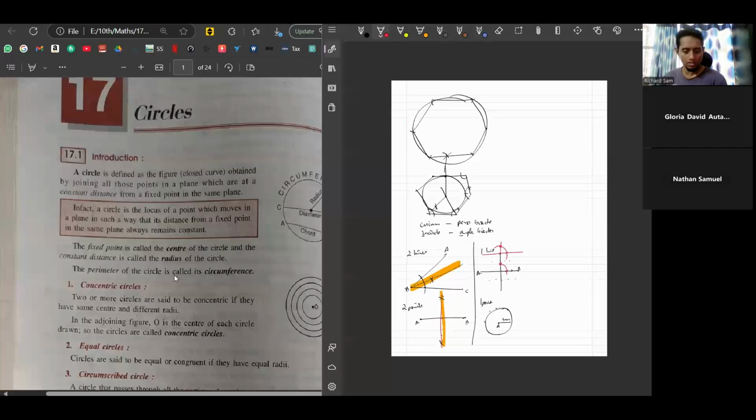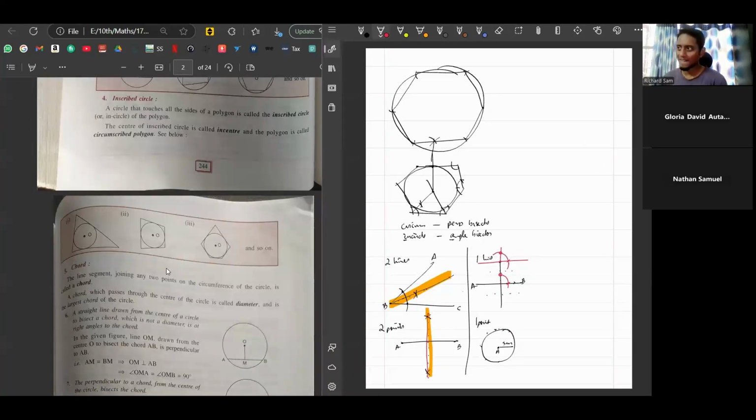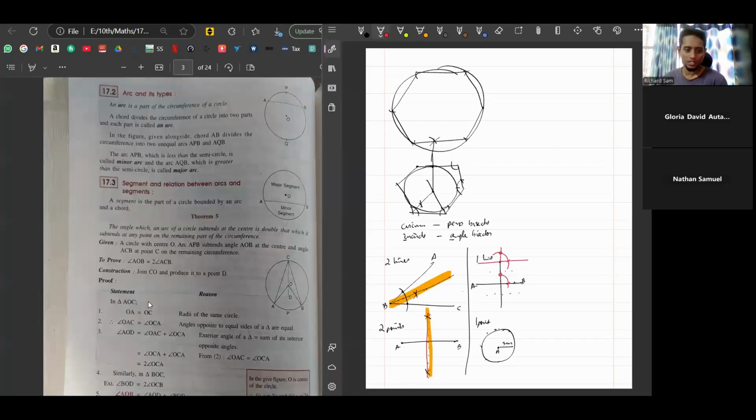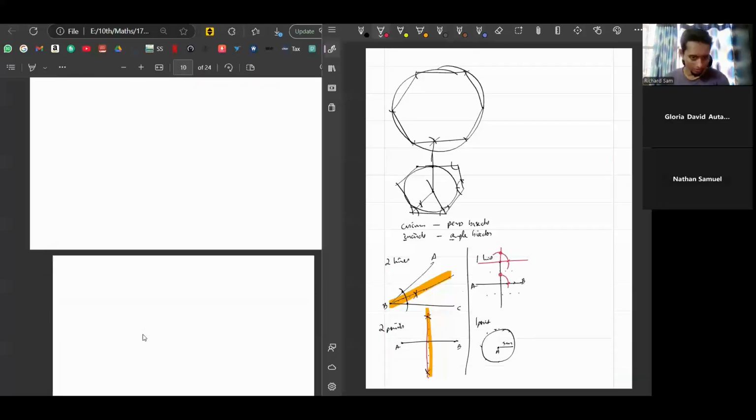Okay, circles, so many theorems. I'm not going to explain all the theorems again, but we can solve one or two questions, and there you can revise the theorems.